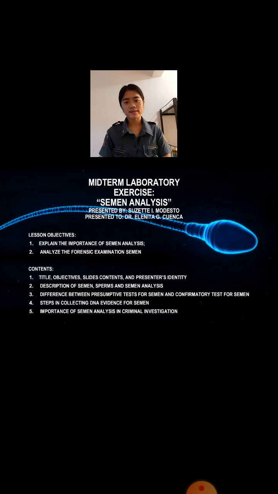And second, the contents. First slide, title, objectives, slide contents, and presenter's identity. Second slide, description of semen, sperms, and semen analysis. Third slide, difference between presumptive test for semen and confirmatory test for semen. Fourth slide, steps in collecting DNA evidence. And last slide, importance of semen analysis in criminal investigation.